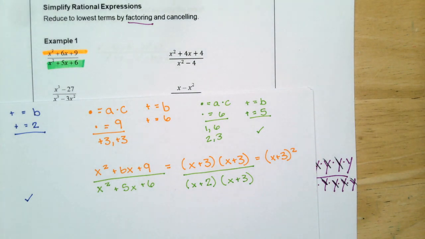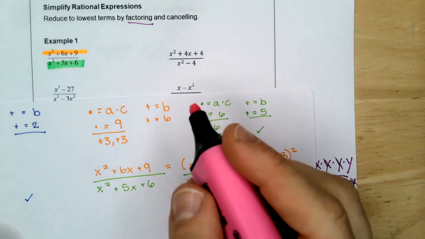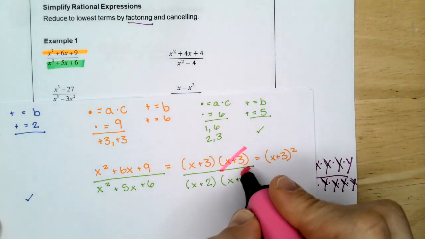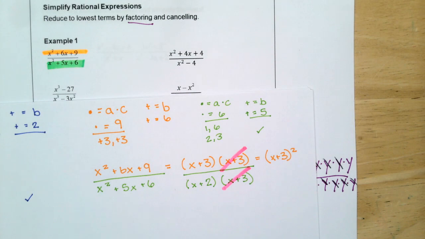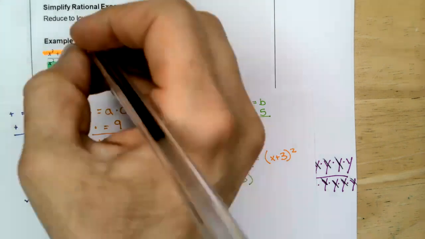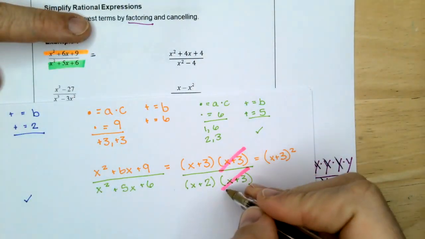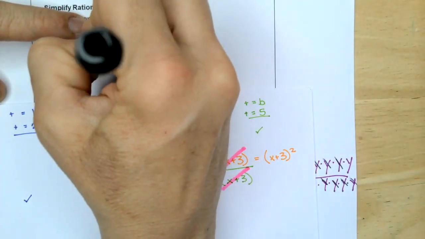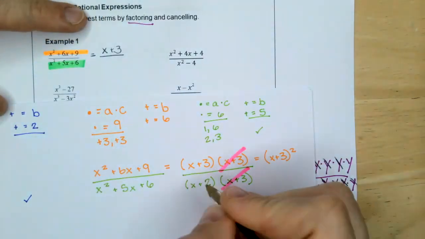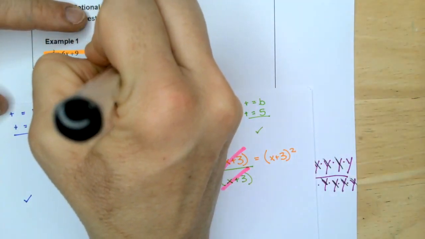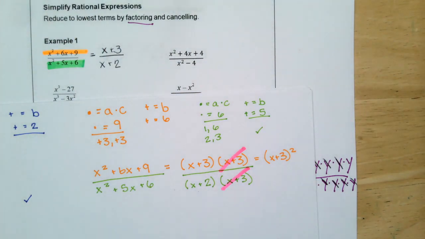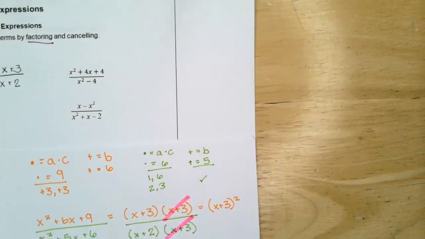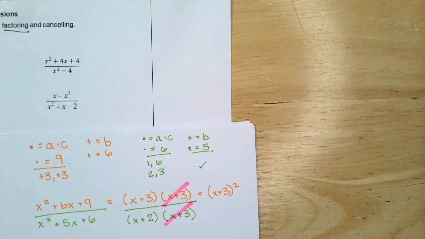Now we want to cancel anything that is common to both the top and the bottom, the numerator and the denominator. X plus 3 and x plus 3, they are common to both. So our final answer for this one is, we factored out those factor pairs, x plus 3 over x plus 2. Okay? All right. Next one, x squared plus 4x plus 4.